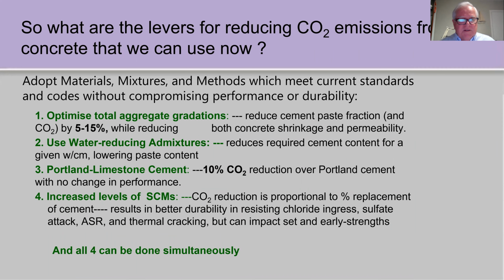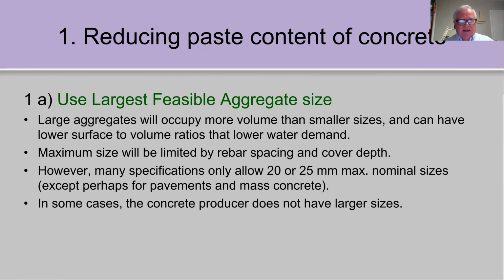Optimizing total aggregate gradations, and that'll help reduce the cement paste fraction by maximizing the aggregate content. And that is enabled by using water reducing and superplasticizing admixtures that allow us to do that while keeping the water content low to make workable concrete. And we can change the type of binders.